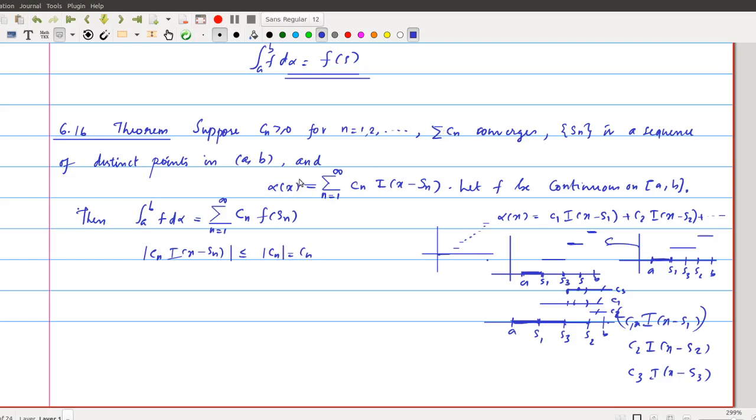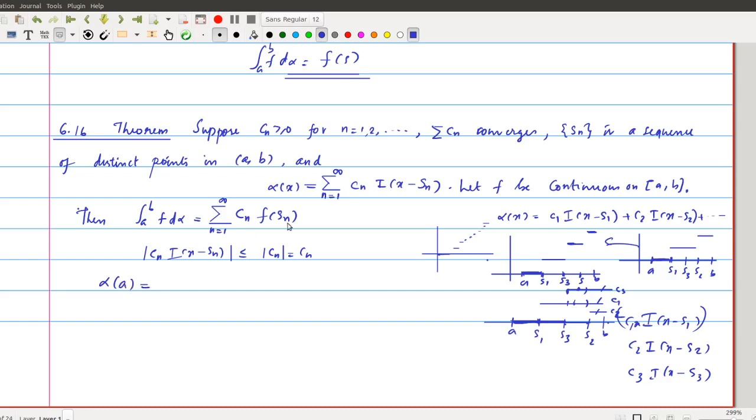Therefore this alpha of x is also uniformly convergent, or the series is uniformly convergent. So this alpha of x exists. Okay, so this is a convergent series, hence this alpha of x is defined, and which is monotonically increasing. Okay, and another observation is alpha of a.